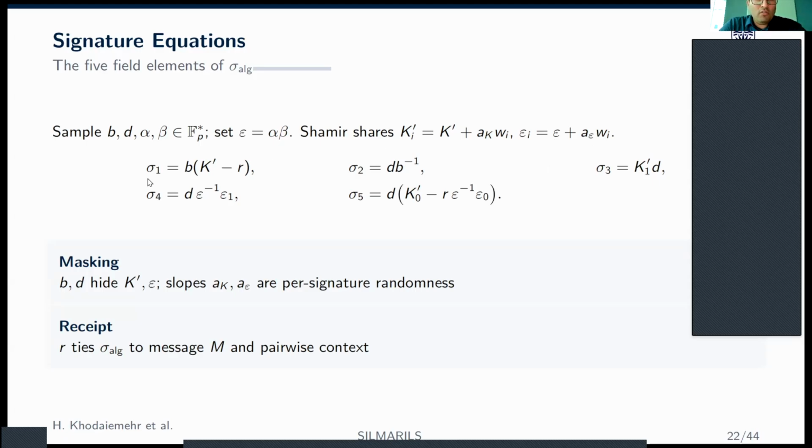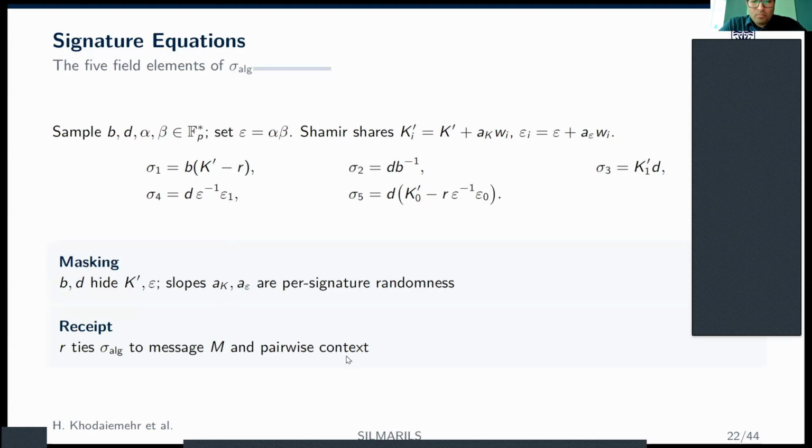And using this equation, we define sigma 1 as b times k prime minus r. R is the receipt. And sigma 2 as d b inverse, and sigma 3 as k1 prime d, and sigma 4 as d epsilon inverse epsilon 1, and sigma 5 as d k 0 prime minus r epsilon inverse epsilon 0. So these equations are the algebraic definition of the signature components.